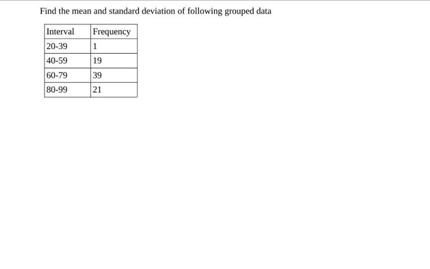Alright, let's find the mean and the standard deviation of the following grouped data. We have intervals and their frequencies. Just like when we were in section 9.1, we first have to figure out what the midpoints of each of these intervals are. So to find the midpoint of each of the intervals, go ahead and create a third column here.